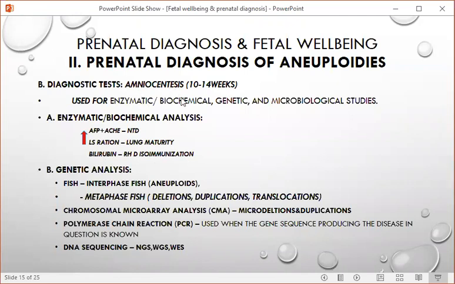And coming to the genetic analysis on amniotic fluid, which contains desquamated fetal cells, we do the FISH technique. This FISH technique can be done at the interphase level to identify aneuploidies, and at the metaphase level where we can identify deletions, duplications, or translocations. When coming to chromosomal microarray analysis, it is usually detecting microdeletions and duplications, whereas PCR is used when the gene sequence producing a particular disease is known before doing the test. Then DNA sequencing like whole genome sequencing or whole exome sequencing are used, but they are not routinely used. Next generation sequencing is also used, but only for a specific diagnosis.